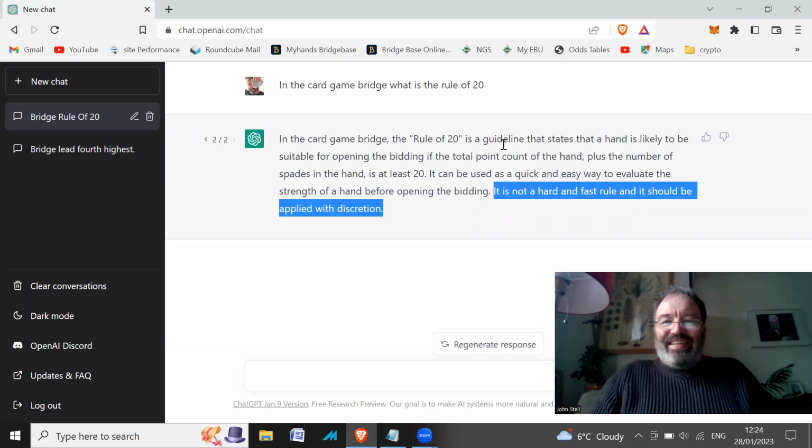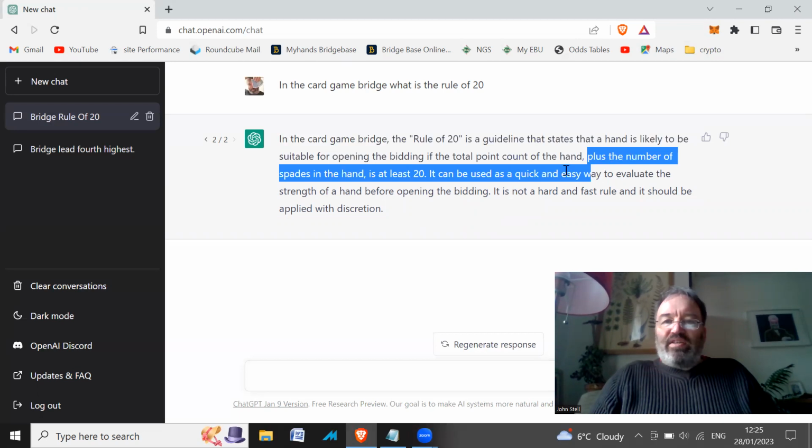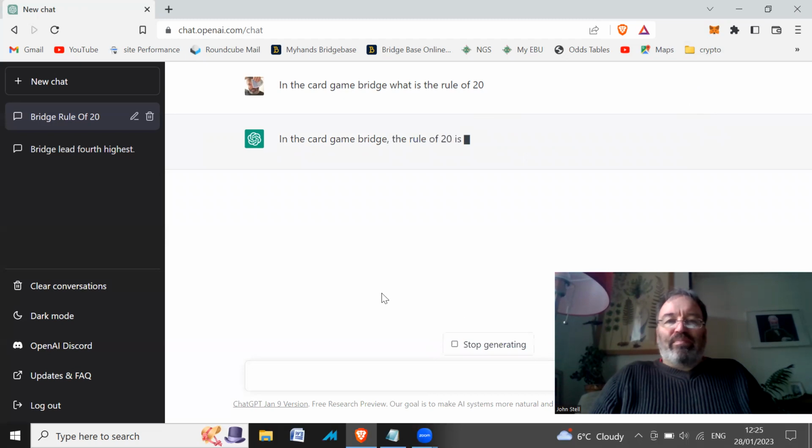The total point count of the hand, right? Okay, so this part's right. In the card game Bridge, the rule of 20 is a guideline that states that a hand is likely to be suitable for opening the bidding if the total point count of the hand plus... But this bit here, why is it going on about the number of spades? Okay, it's obviously getting confused with the rule of 15, so I think I'll ask that next. It's that bit there, this number of spades. Let's just see what happens if I regenerate the response again.